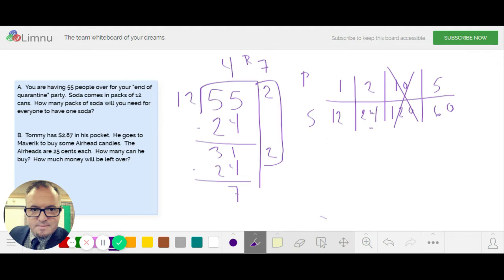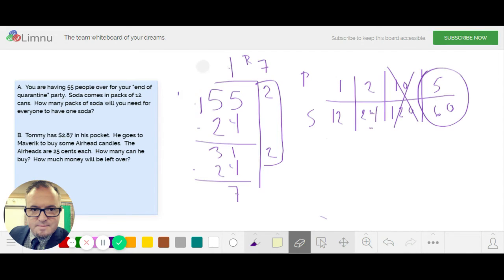So what does that mean for this problem? The question says, how many packages of soda will you need? So it looks like that's why I left the 5 here. You are going to need to buy a 5th package of soda. You'll have some extras, but at a party, it is better to have a few extra cans left over than to have guests go without soda. So that is how that problem is solved and how that remainder is interpreted.